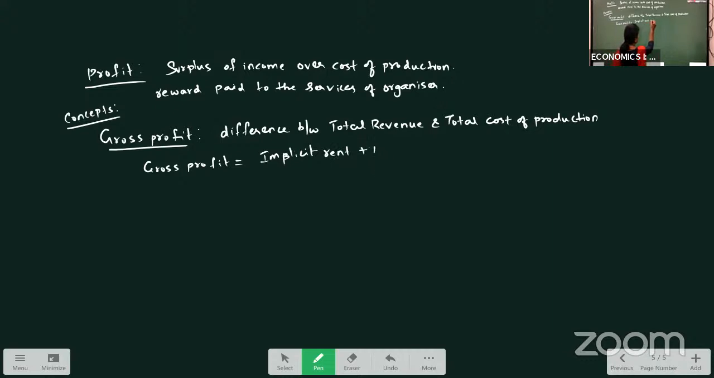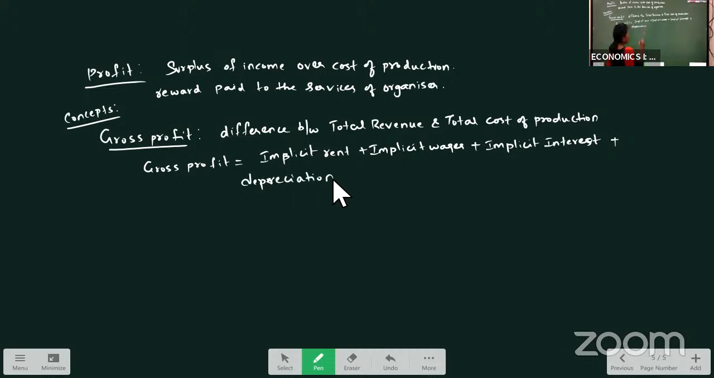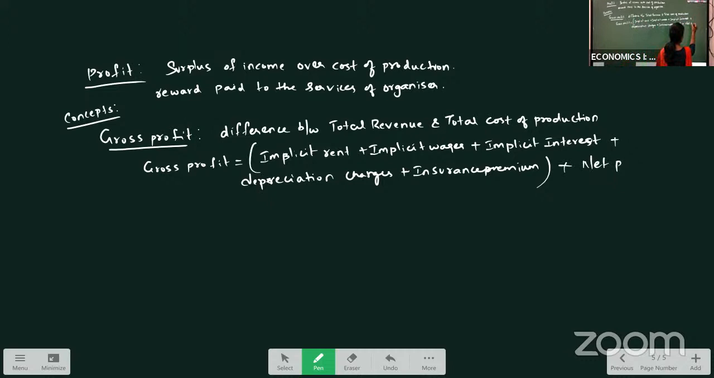Implicit rent plus implicit wages plus implicit interest plus depreciation plus insurance premium. These all plus net profit.